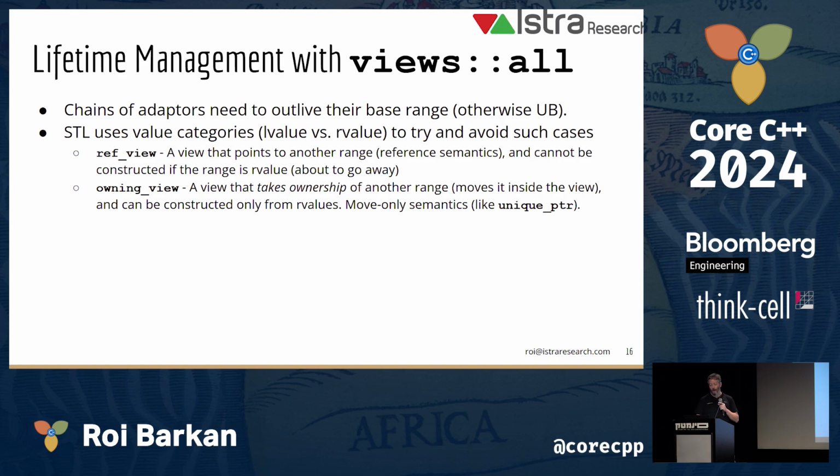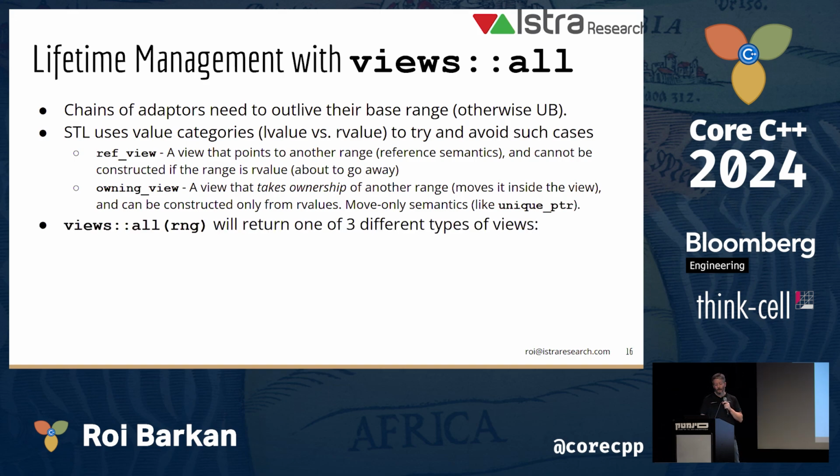But if I want to keep control of something, I can use an owning view. An owning view is templated on a type of a range and actually takes hold of that range. It's not copyable, it's only movable, and the move operation is very fast, similar to unique_ptr. So that's the idea of an owning view.